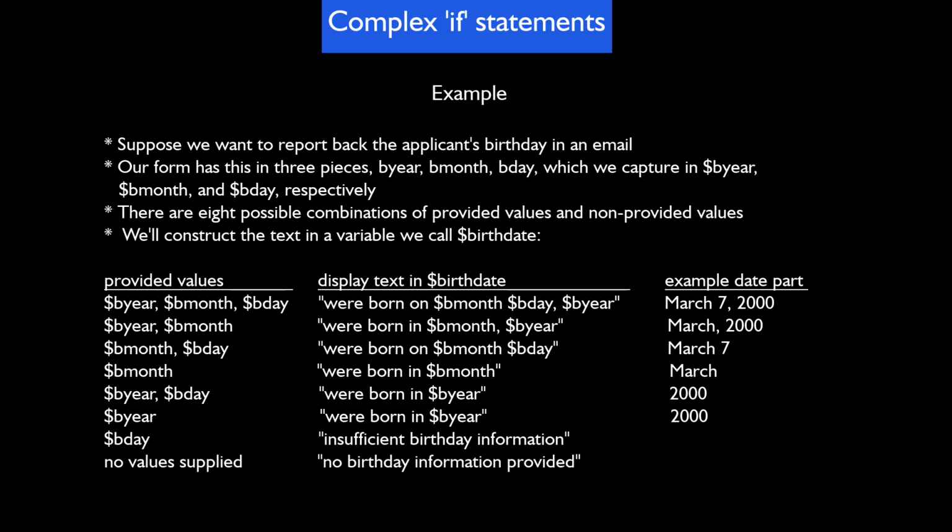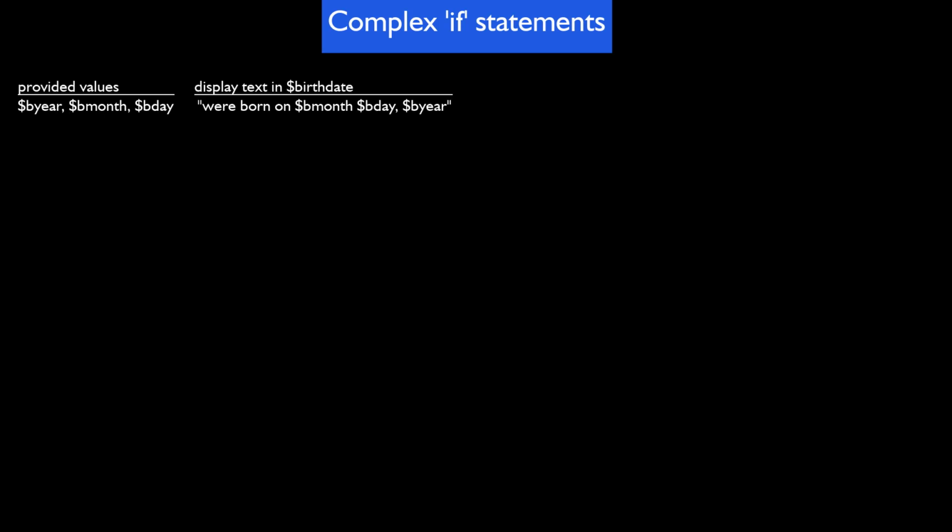And if no values are supplied, we say no birthday information provided, or just skip the message altogether. There are several ways to accomplish this. First, simply code 8 if statements.